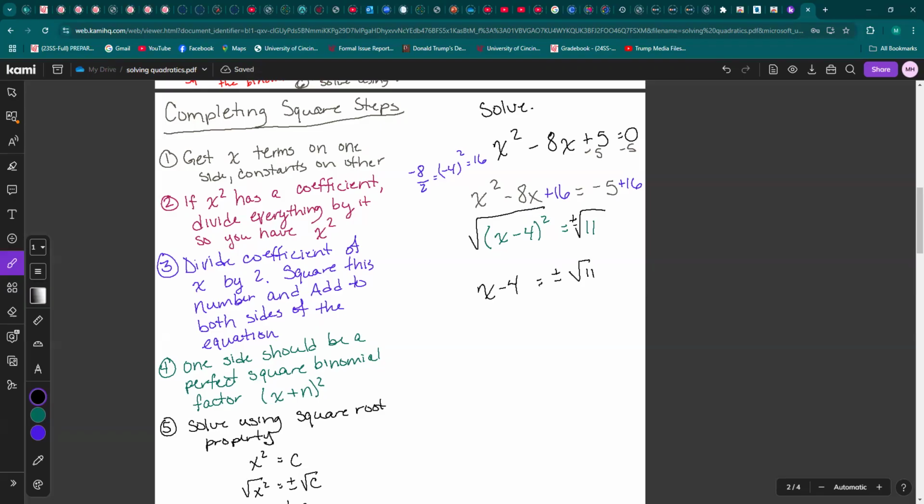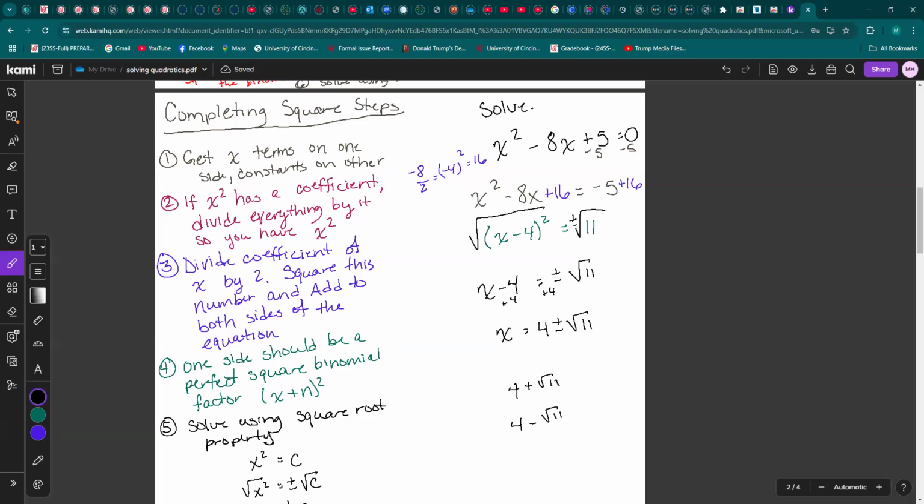I'm going to get the x all by itself because I need to finish solving the problem. So x equals, add 4 to both sides. And 4 isn't under the square root, so it stays by itself. So x equals 4 plus or minus the square root of 11. And that's my two answers. So my answers are 4 plus square root of 11 and 4 minus square root of 11.